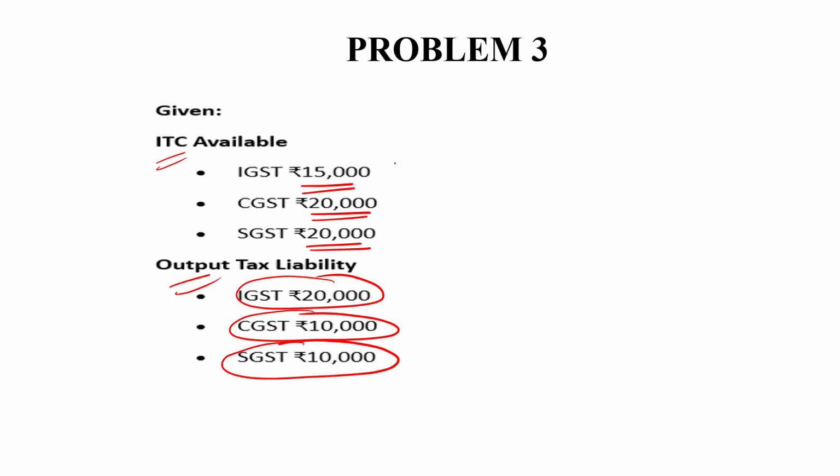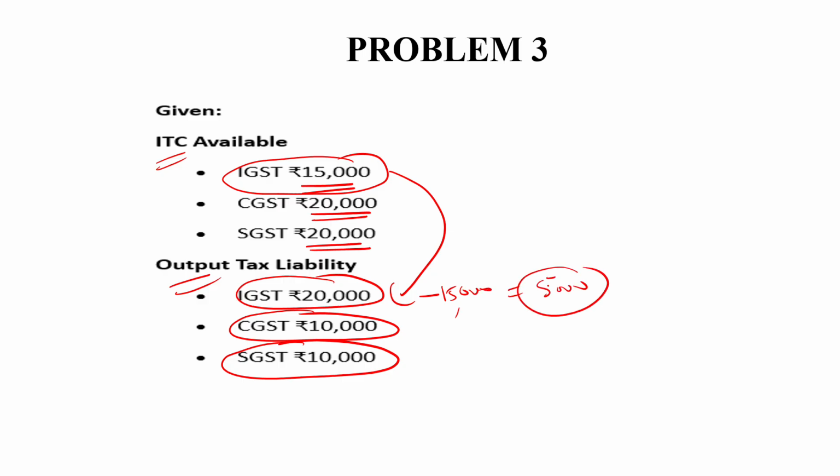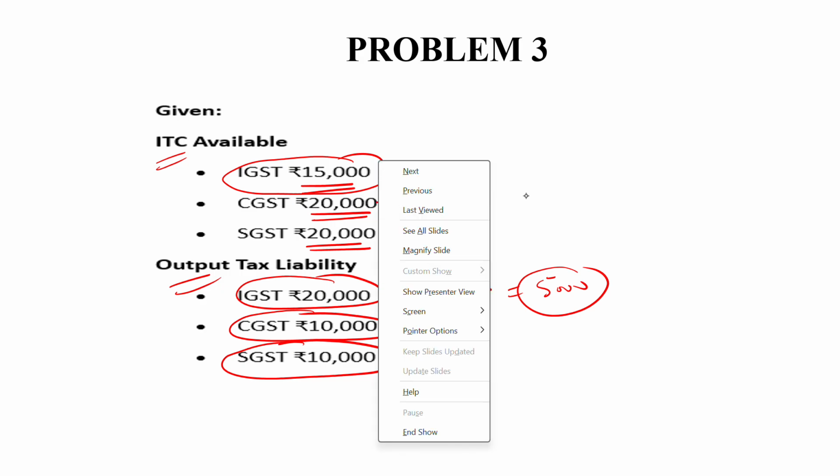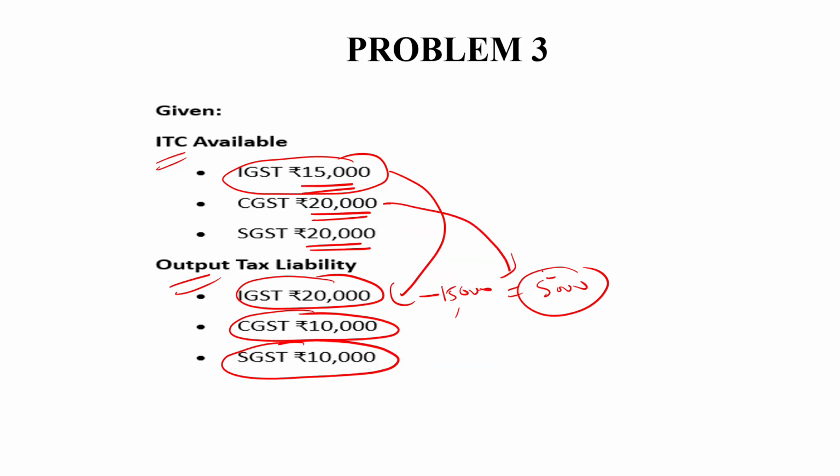So the first rule is setting off IGST with IGST. We have only 15,000 but the payable is 20,000. So 15,000 minus 20,000, 5,000 is remaining. This needs to be paid, but we will see whether we can utilize CGST or not. CGST we have 20,000. So this 20,000 we can utilize to set off 5,000. From this we will deduct 5,000, and 15,000 is remaining in CGST input tax credit.